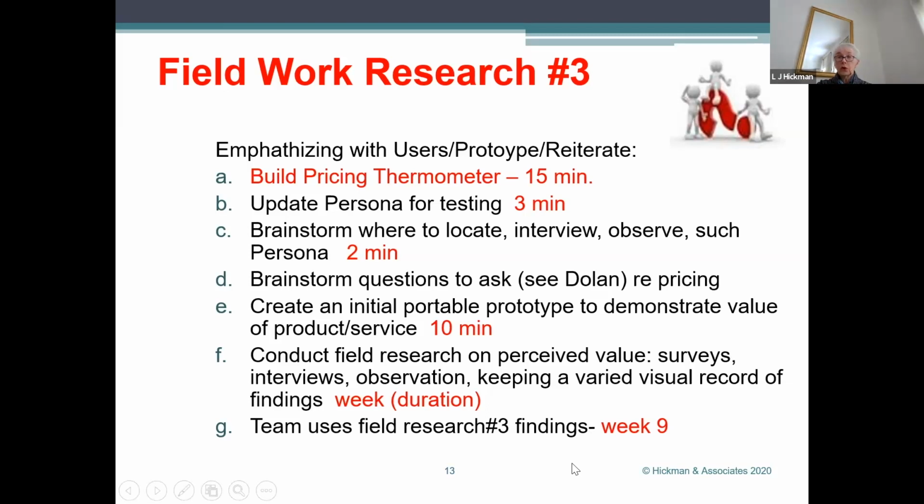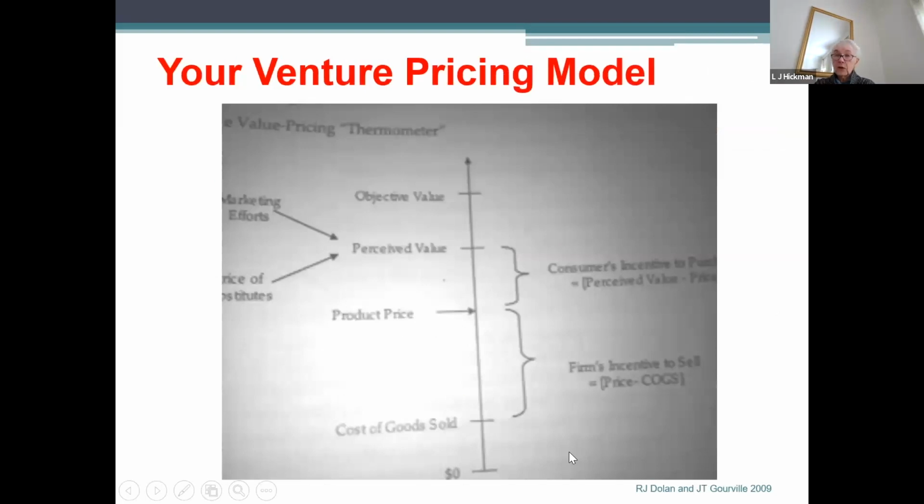So I'm going to show you what they go out to the field with and why it's so valuable. And there's the full reference, R.J. Dolan and J.T. Gourville, 2009. This is a value-based thermometer, the first thing. And you can see that there's lots of different factors to get. It's not just what margin I want. It's not just cost of goods sold plus some margin. It has a very important set, objective value and perceived value.